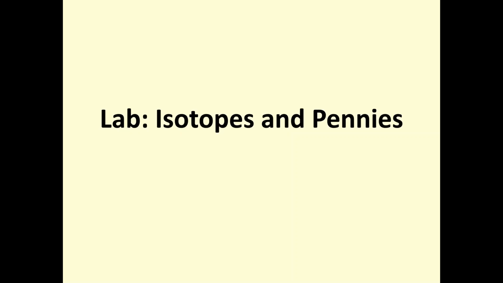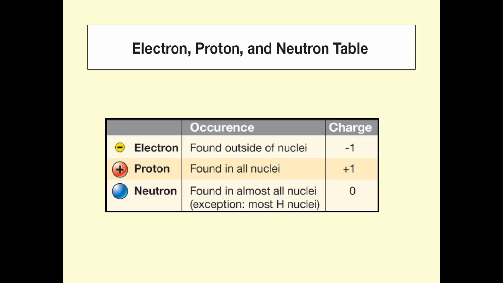Okay, so we need to learn a little bit about isotopes when we do this lab dealing with pennies. So electrons, protons, and neutrons. We've already talked about these a little bit or learned about them in our bookwork.